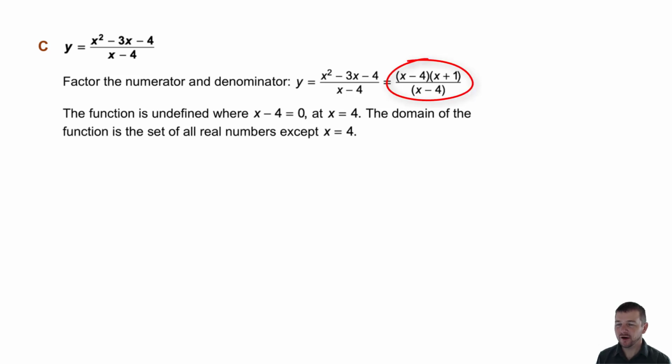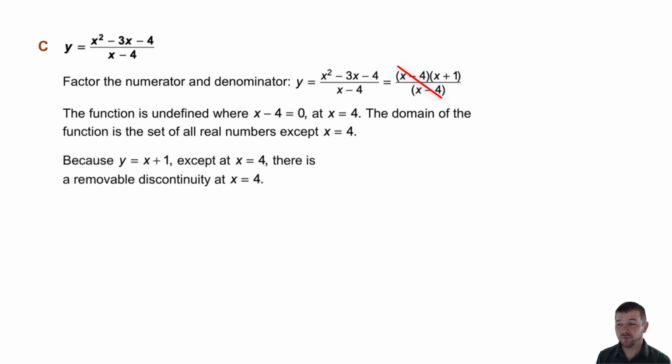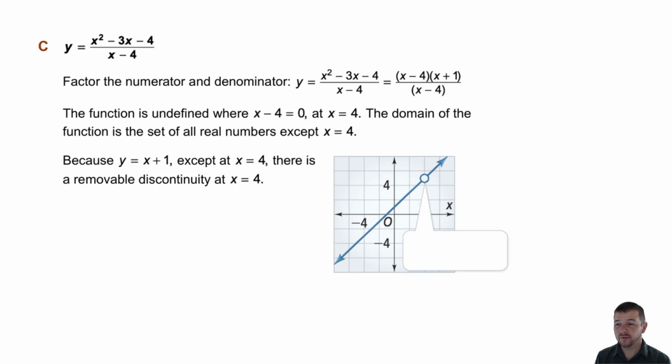Reconsidering the factored form of our equation, y equals x minus 4 times x plus 1 over x minus 4, we can note that except at x equals 4, we could essentially cancel the x minus 4 in the numerator and the x minus 4 in the denominator, and y is simply x plus 1. Because y equals x plus 1, except at x equals 4, there is a removable discontinuity at x equals 4. Note the graph. The graph represents the equation y equals x plus 1, except there's a hole where x equals 4.